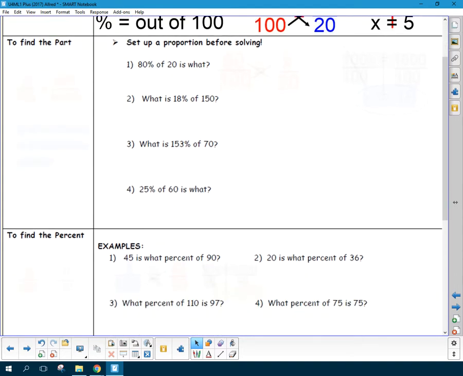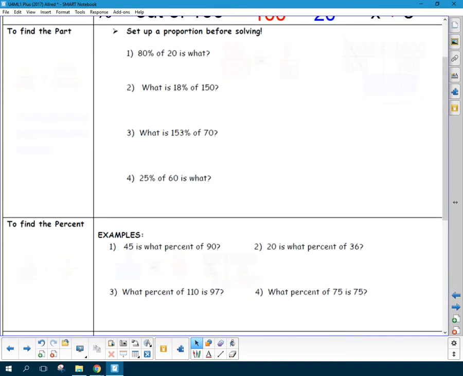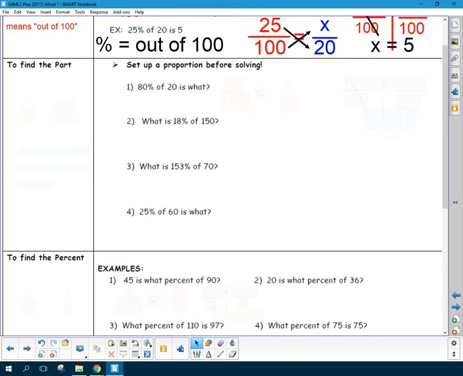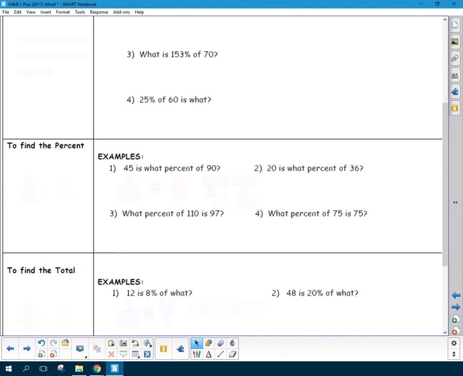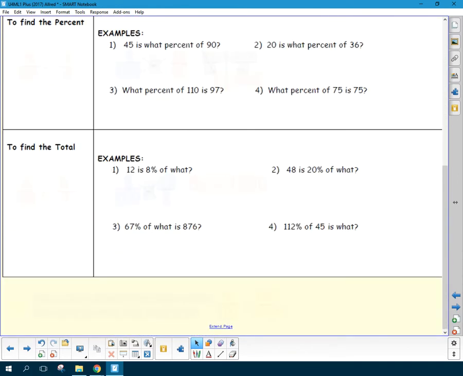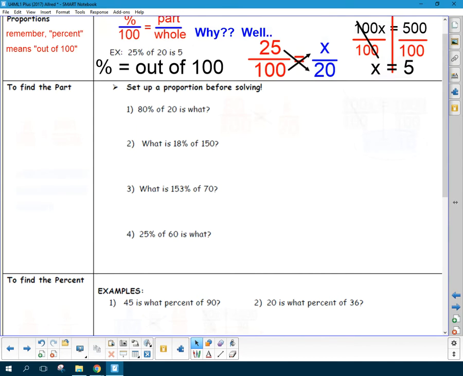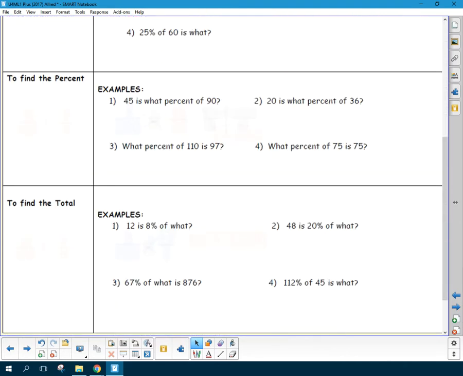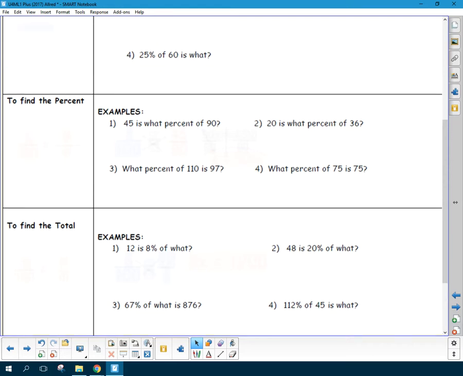Okay, there are 3 different kinds of problems that we're going to solve in this mini lesson. We're going to find the part, we're going to find the percent, and we're going to find the total. Each time I'm going to do one example, and then I'm going to ask you to tell Edpuzzle what you think number 2 is in each section, and then that'll be the end of the notes for the day. I don't want you to do any other math after that.